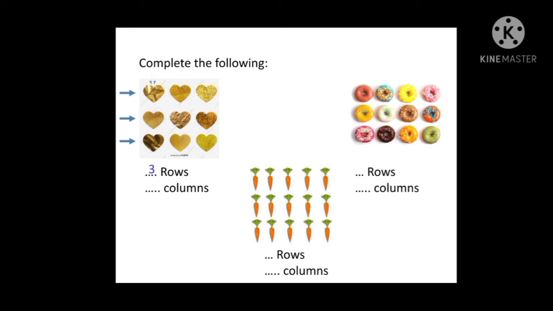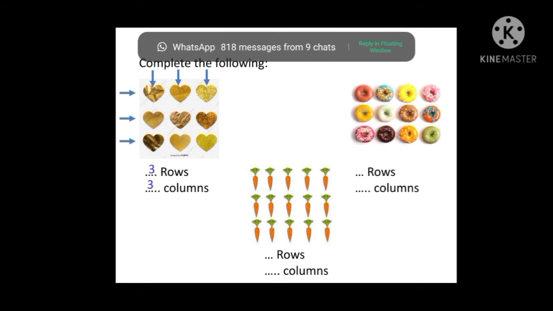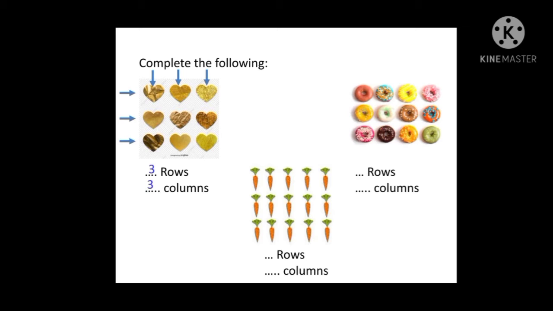Count with me. 1, 2, 3. I have here 3 columns. Look at another one. He asked me here, how many rows, how many columns? Count with me. I told you first, the rows is sleeping. Count with me. 1, 2, and 3. I have here 3 rows.